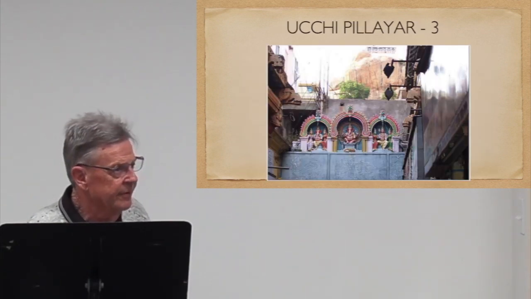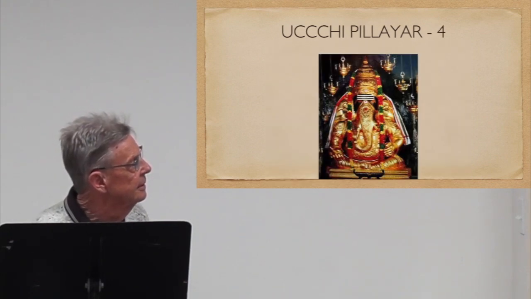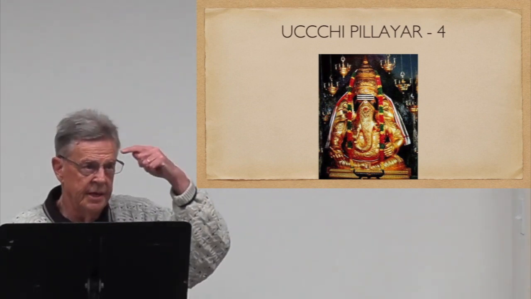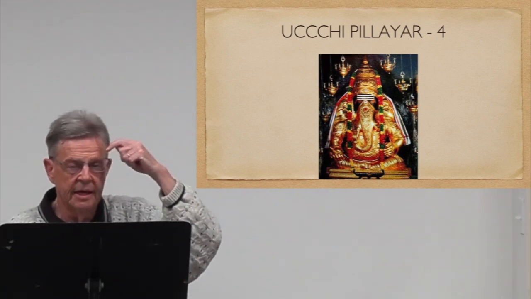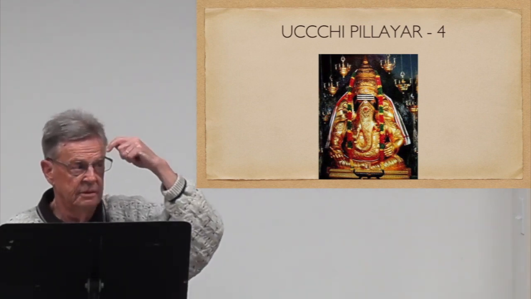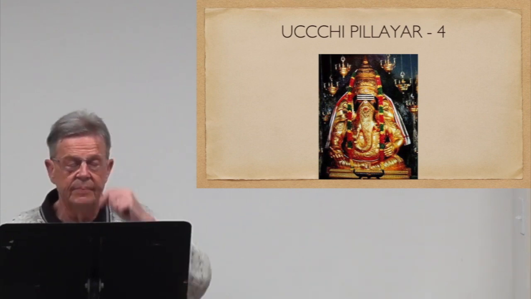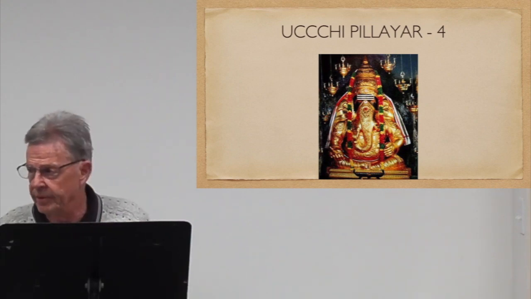You can see him on the left and in the middle. And there's the main image in the temple. Notice the three horizontal lines. The horizontal lines are the lines of Shiva. If you see holy men in India with horizontal lines, that means they're worshiping Shiva. If you see them with vertical lines, they're worshiping Vishnu.